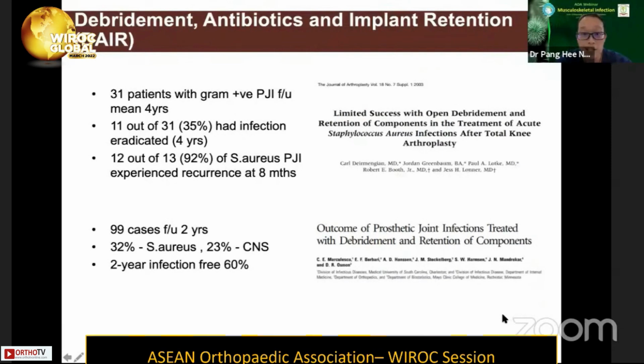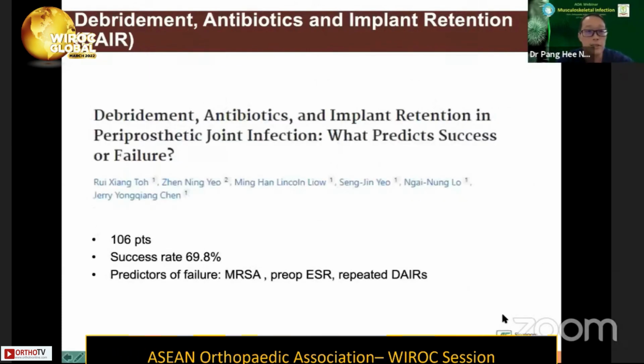About 60% success rate, and the cases that failed there are the Staph aureus infections. Staph aureus infections are not good for this. In our paper, we have 106 patients. The success rate was about 70%. We found the predictors of failure were MRSA infection, pre-op ESR, and repeated DARs. So if you have failed one DAR, implant retention is not advisable for you to repeat another one, because you're just delaying the inevitable 2-stage operation, and you are allowing the biofilm to form even more.